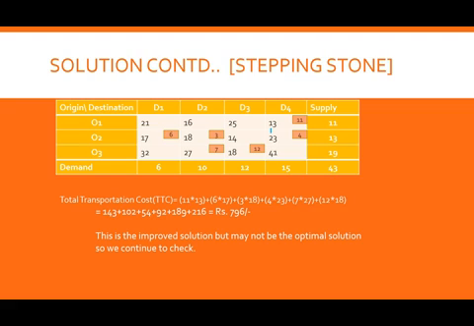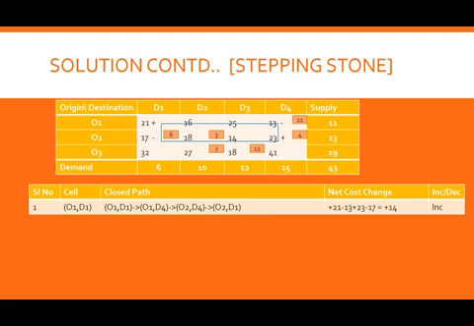Sorry, TTC. It is 11 into 13 plus 6 into 17 plus 3 into 18 plus 4 into 23 plus 7 into 27 plus 12 into 18. So I get 796, which is an improvement when compared to the previous solution. So this is an improved solution, but may not be optimal. So we need to check it out.